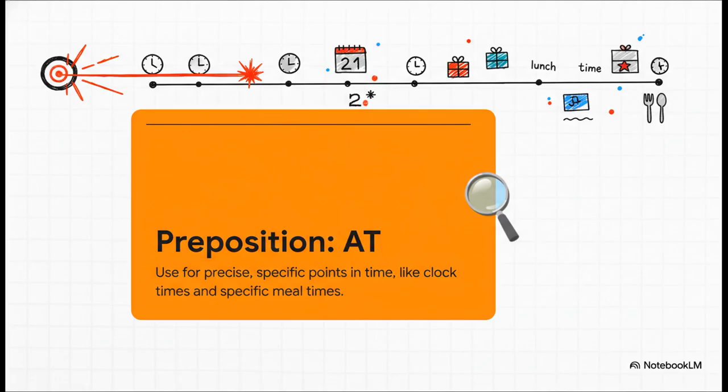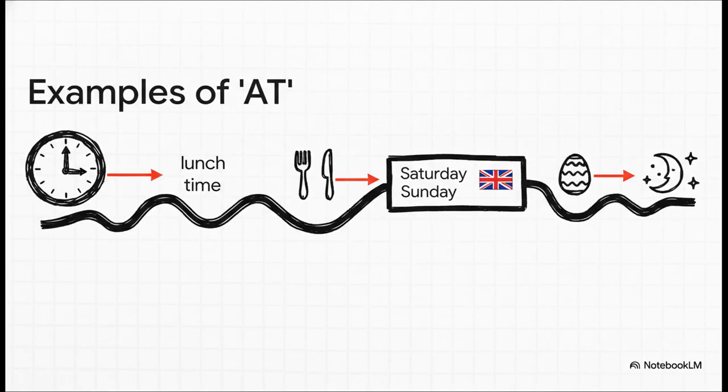The laser pointer analogy is perfect for this. Imagine you're pointing a laser at one single tiny dot on a timeline. That's at. We use it for clock times, for certain holidays, and for specific moments like at lunchtime. And yeah, these examples are all about that pinpoint accuracy. At 6 o'clock, at 4:15. These aren't periods of time, they are specific points in time.